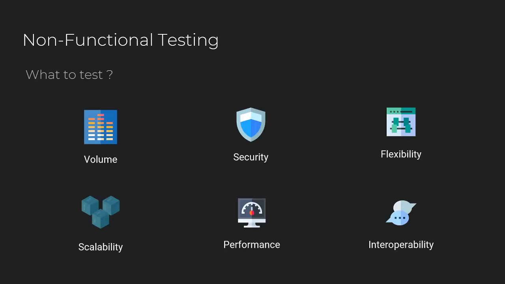So just like the functional testing, we have a lot of what to test. The first one is the volume, security, flexibility, scalability, performance, and interoperability. All of those mean nothing if I just write it like that, so I'm going to explain it in detail.